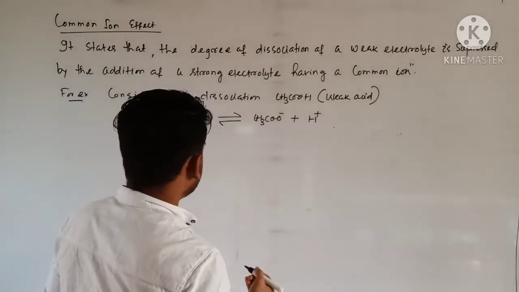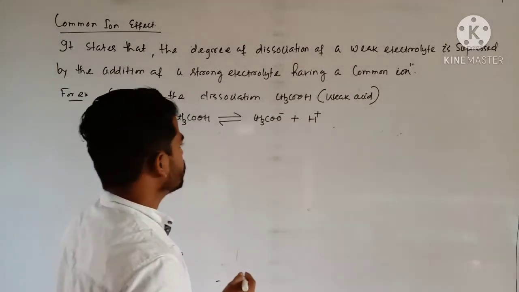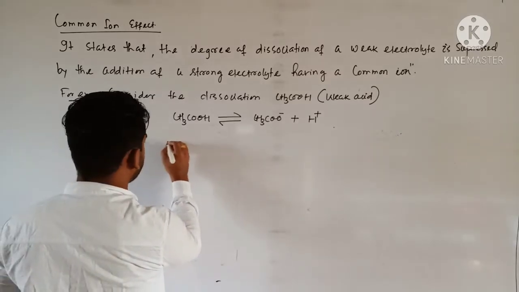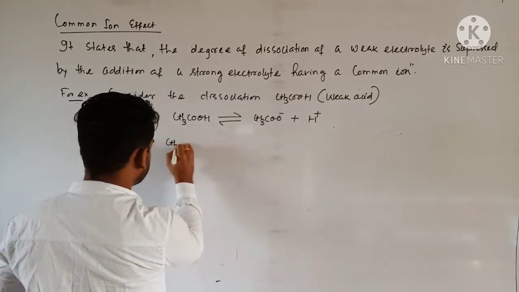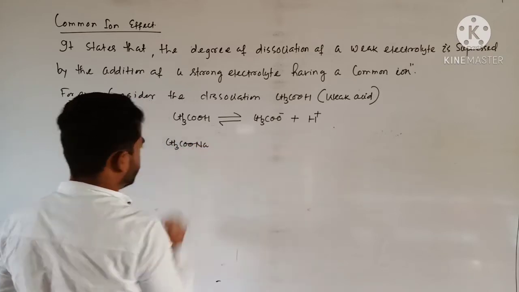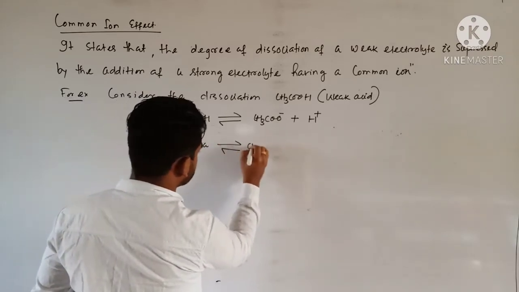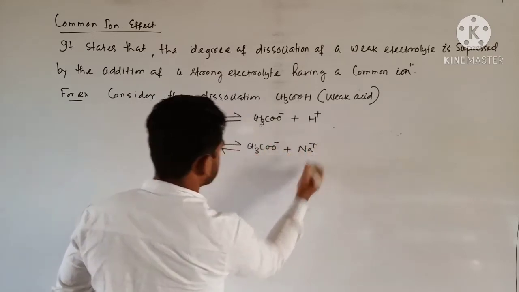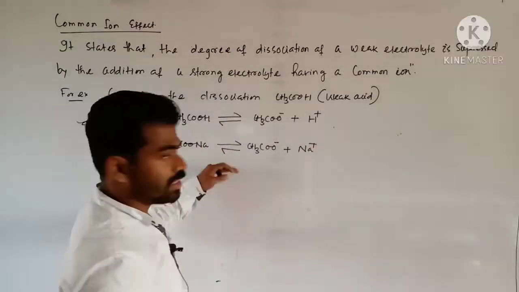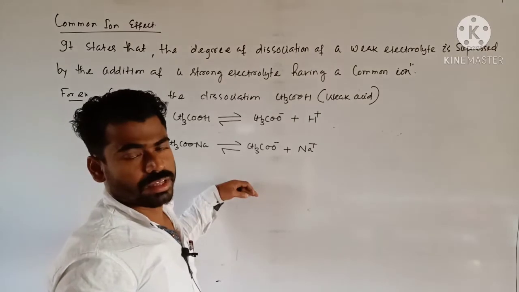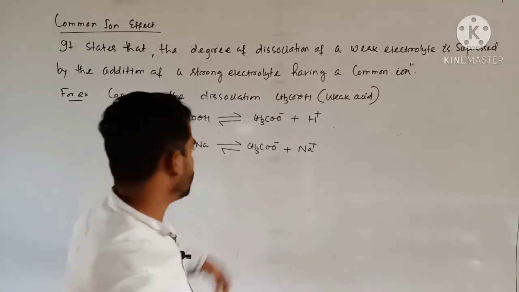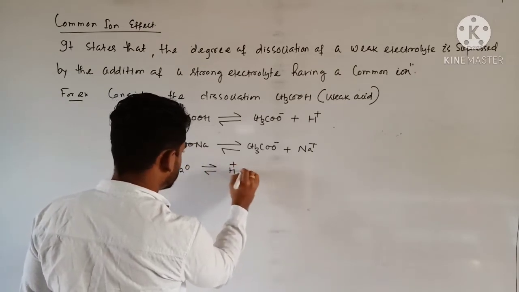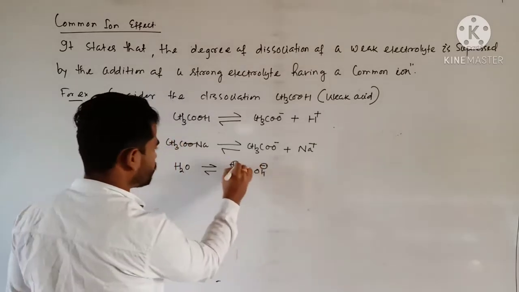Suppose I need to add a strong electrolyte. I can consider a salt, that is CH3COONa. Let's say strong electrolyte CH3COONa. This one dissociates like CH3COO minus plus Na plus. This one is a strong electrolyte, and including this, there is another equilibrium here, that is the dissociation of a very weak electrolyte, that is water. H2O giving rise to H plus plus OH minus. Is that clear?